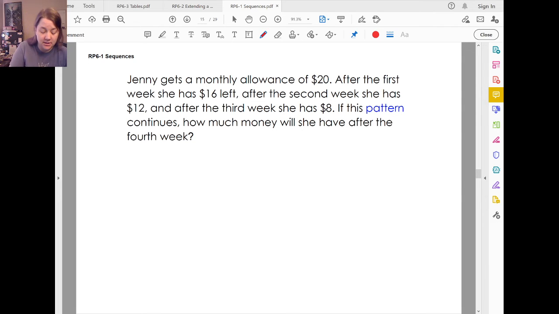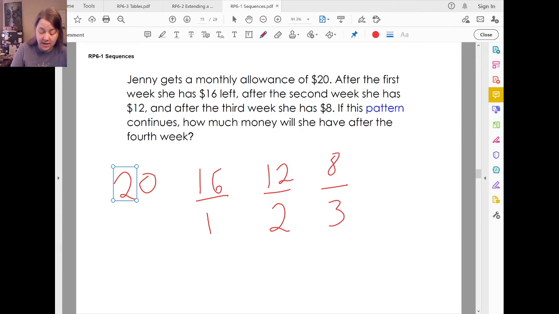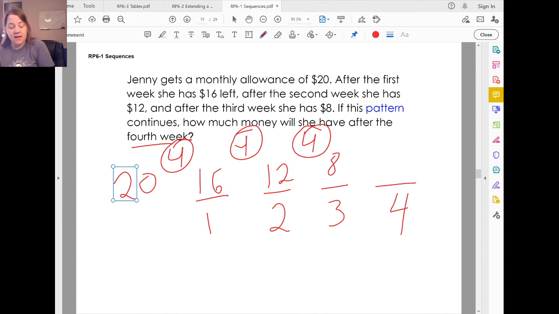Let's go ahead and look at this. Jenny starts off with $20. After the first week, she has 16 left. After the second week, she has 12. And after the third week, she has 8. How much will she have after the fourth week? So I want to know 4. 20 from 16, that's 4. So it looks like it's going down by 4 every time. Go ahead and put this up here so that we can see how much it's changing by, which means that after the fourth week, she will have $4.